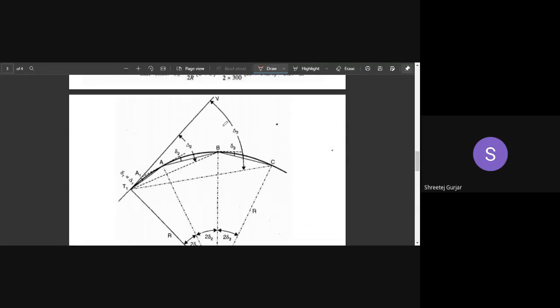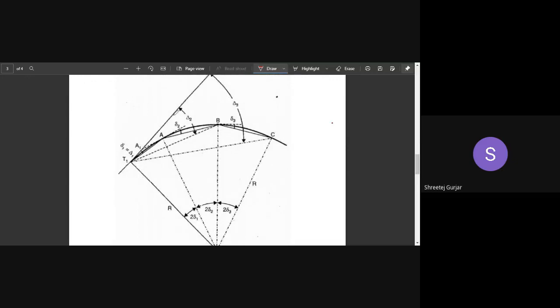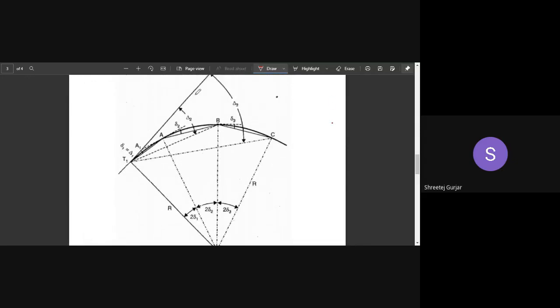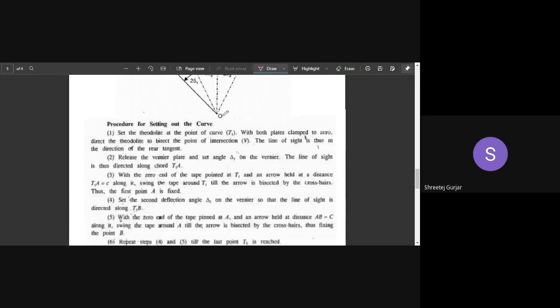So you can see a figure I have taken out from the textbook. This is how you have to draw in your notebook. I'll mention clearly which are delta 1, delta 2. Deflection angles you can see are here, and these are your tangential angles. This detailed procedure is mentioned over here. You can go through this later, the detail of setting out the curve using Rankine's method.